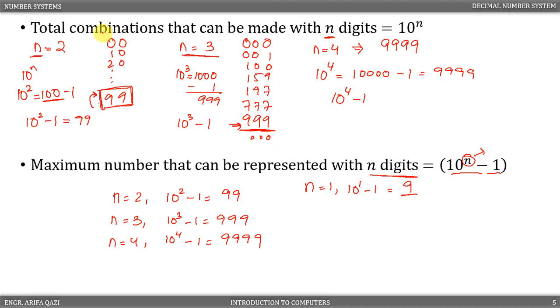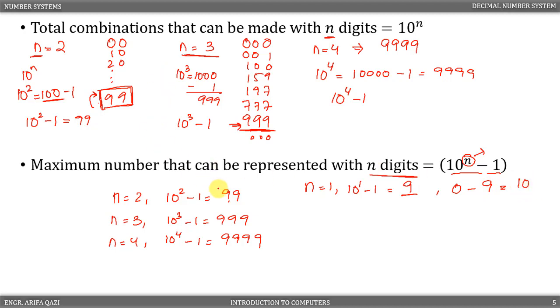What about the total combinations? If the maximum number is 9 with n equals 1, how many numbers do we have in all? We know that the decimal number system has 10 digits, starting from 0 to 9, where 0 has a definite value. 0 is a number, so we have 0, 1, 2, 3, 4, 5, 6, 7, 8, 9. That is 10 digits in total, or 10 numbers, 10 combinations. So if n equals 1, it goes from 0 to 9, which is 10 numbers.